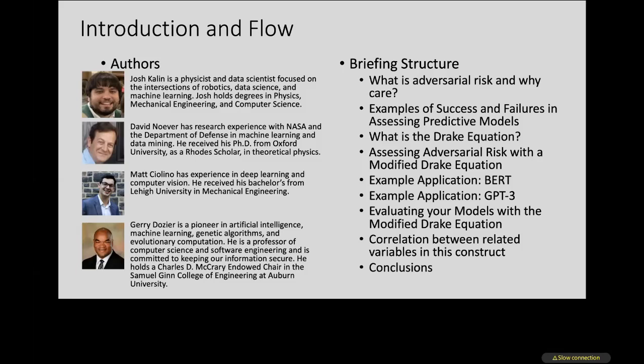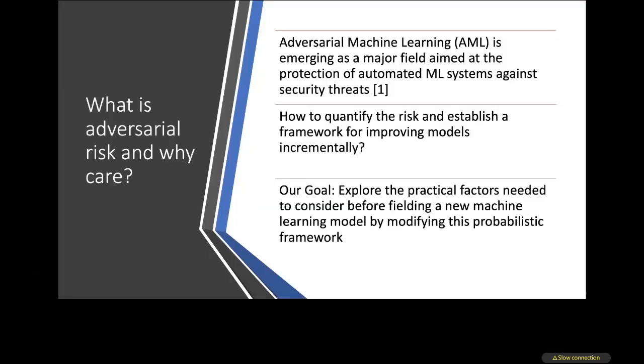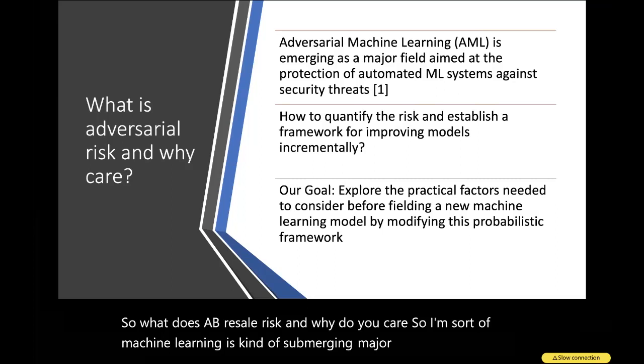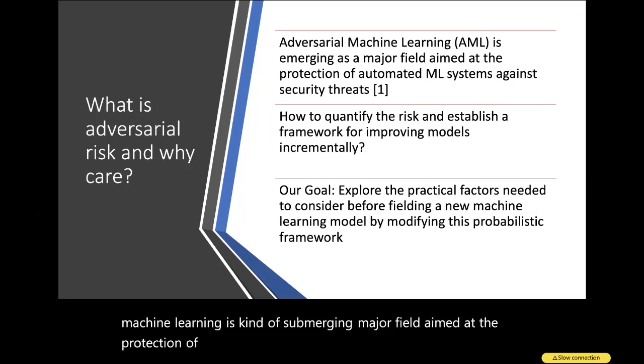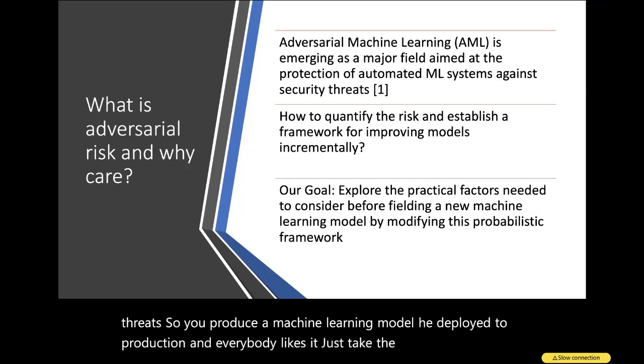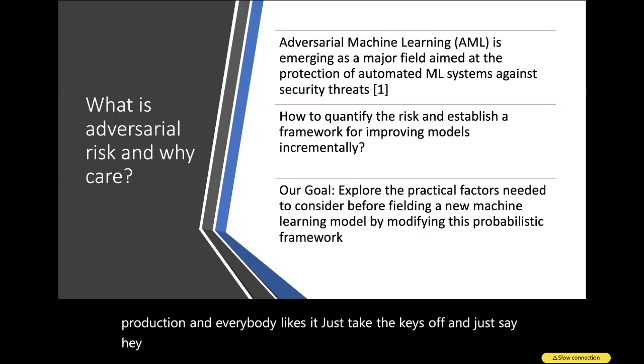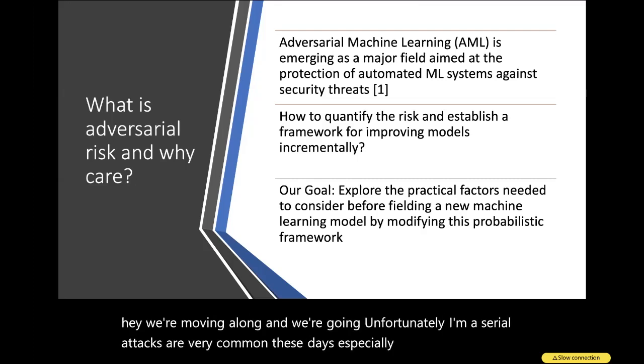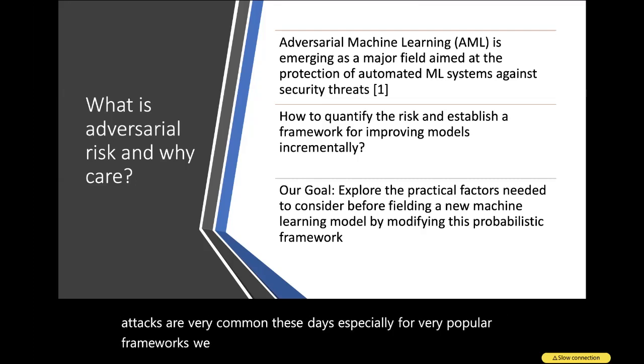So what is adversarial risk and why do you care? Adversarial machine learning is an emerging major field aimed at the protection of automated machine learning systems from security threats. So you produce a machine learning model, you deploy it to production, and everybody likes to just take the keys off and say, hey, we're moving along and we're going. Unfortunately, adversarial attacks are very common these days, especially for very popular frameworks. We like to affectionately call it download and deploy.